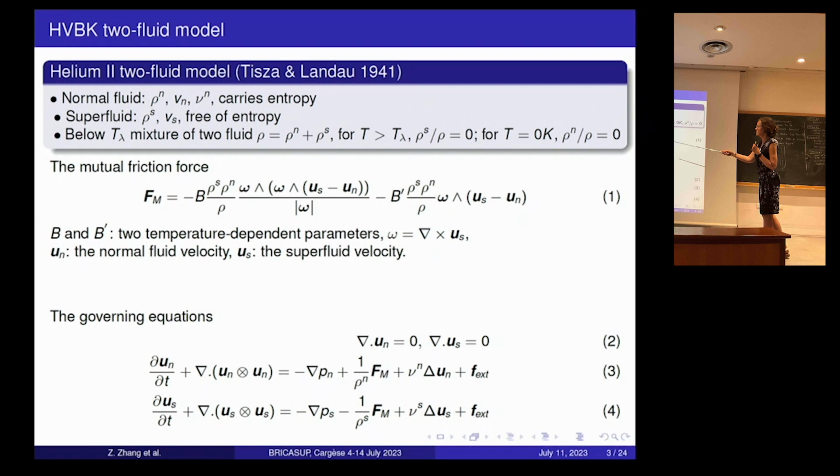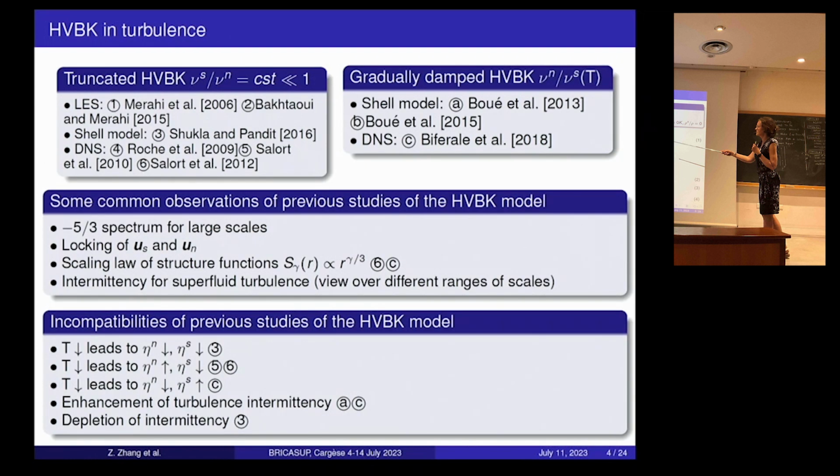The governing equations are like that: incompressibility for the normal fluid and for the superfluid, and Navier-Stokes-like transport equations for the normal fluid and the superfluid, with the expression of the mutual friction force. Note the opposite sign here, which translates into the fact that momentum, energy, and cascade will be enhanced for the normal fluid, and the opposite will happen for the superfluid.